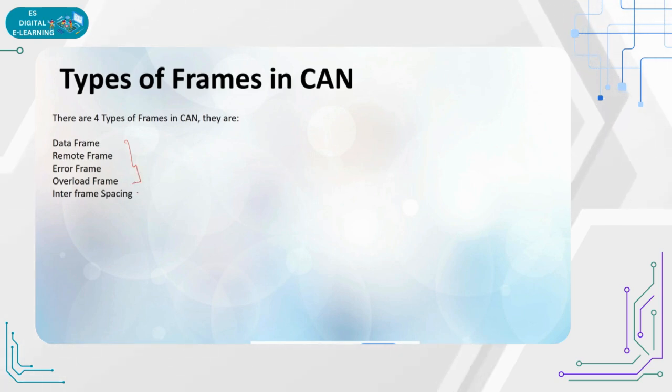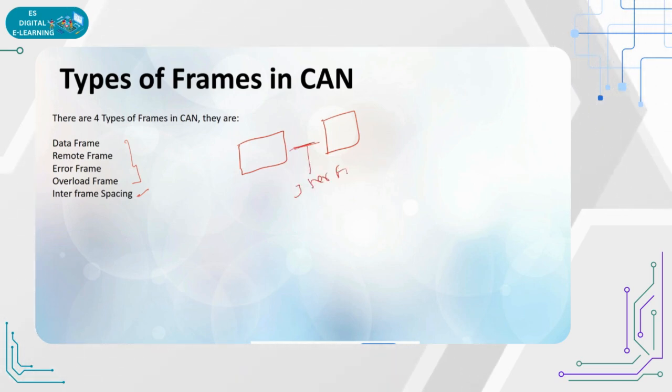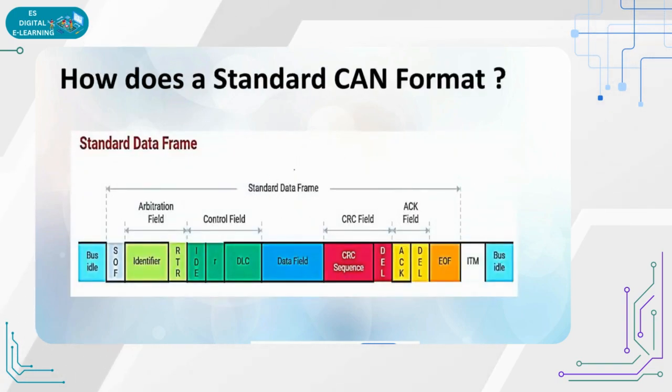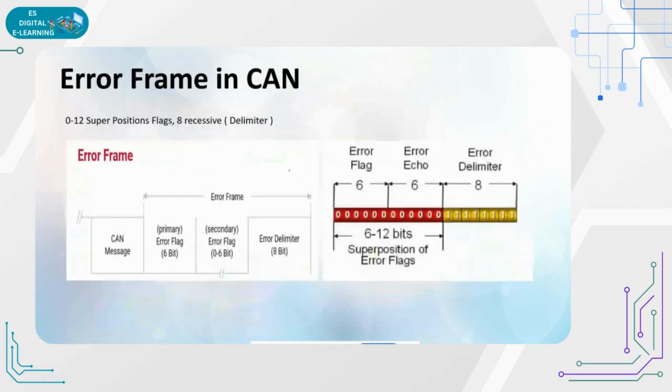And we have the other frame. This is not completely a frame, but whenever we are transmitting messages, each and every message has some gap. That is what we usually call the interframe spacing. So for the standard frame, we know all these fields in detail.